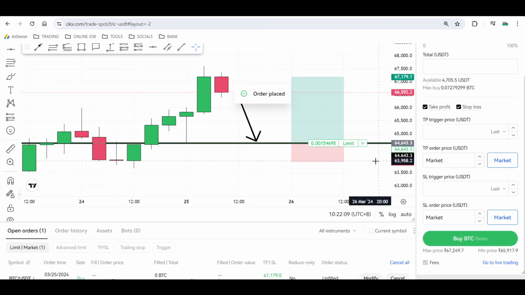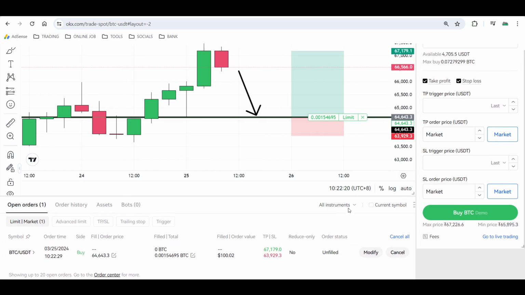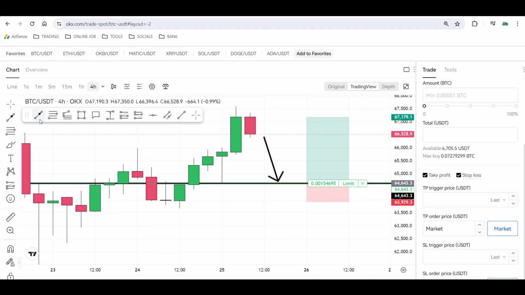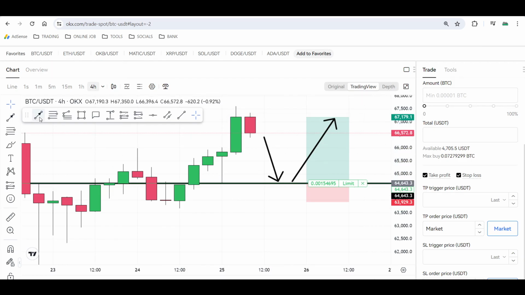Okay, so there you go. It created a limit order. And if you're going to look at this one, you have your stop loss and you have your take profit levels here. All right. So it means if Bitcoin would continue to go up, your take profit would be triggered. If the price of Bitcoin would continue to go down, then your stop loss would be triggered. All right. So that is limit order for OKX.